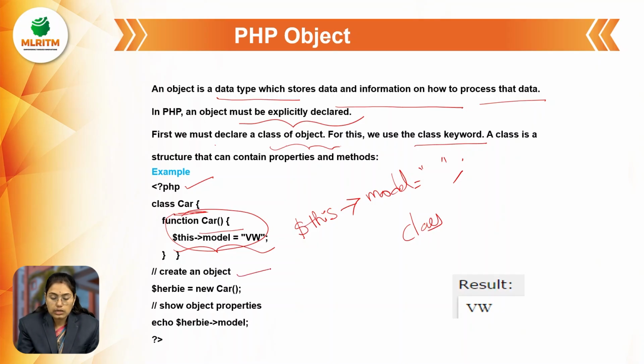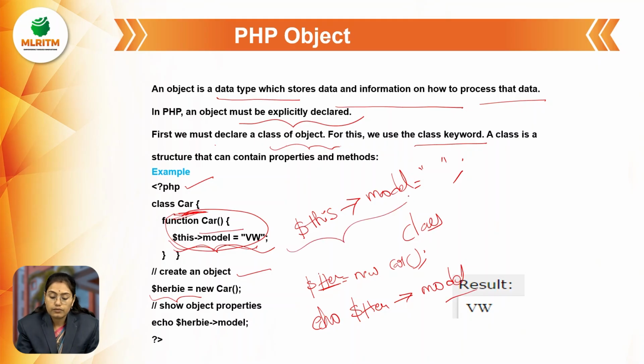Now we are going to create an object, which is a reference pointer to point to that object. What are we creating here? Dollar some name equal to new object name. Here, what is the object name we took? Car. Yes. So to show the properties, we are going to echo that dollar name, whatever object name you are taking, arrow model. So what is that model? We already declared it in the function call. What is that model? Some VW. So this VW will be the output.